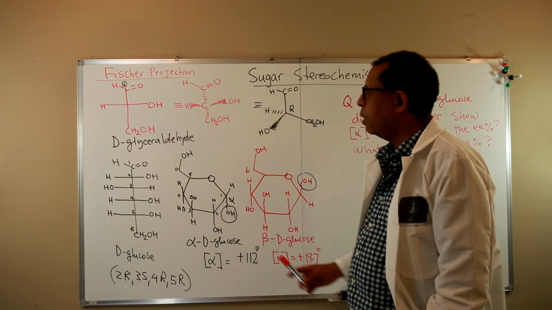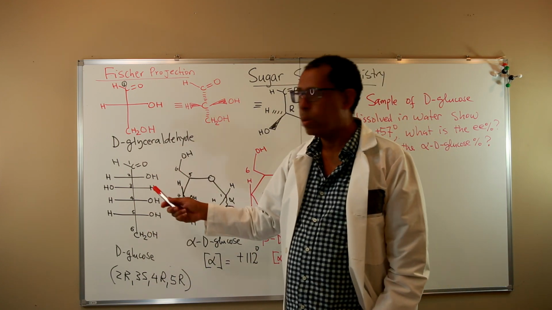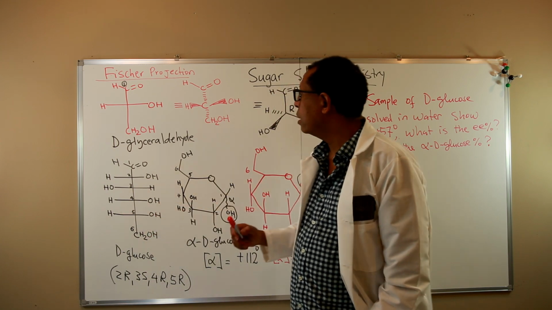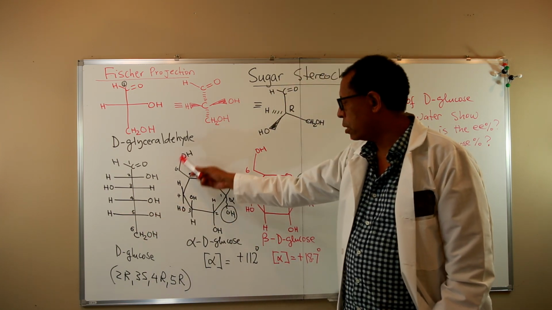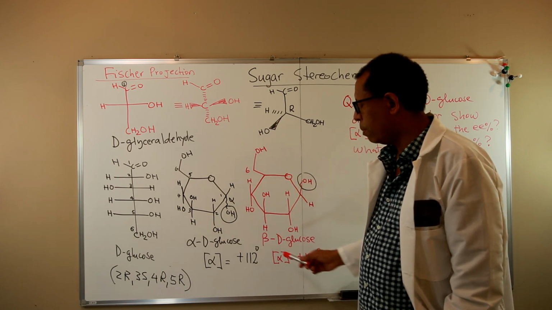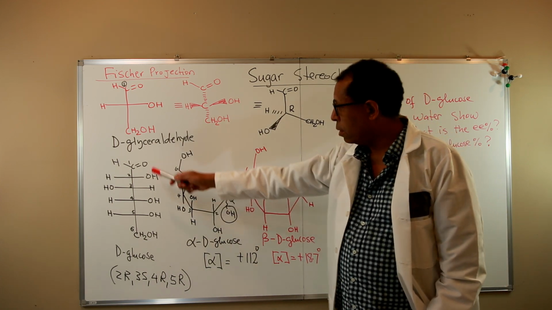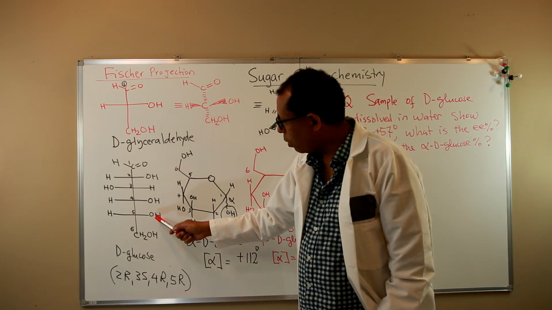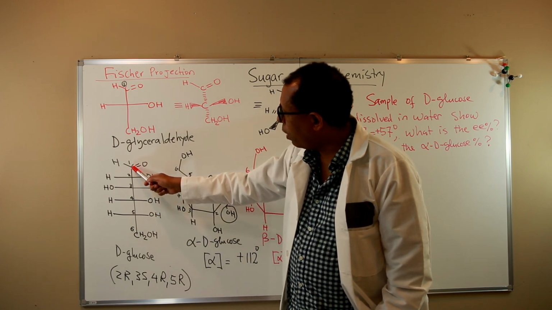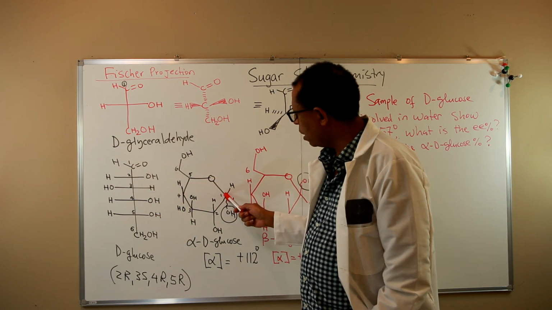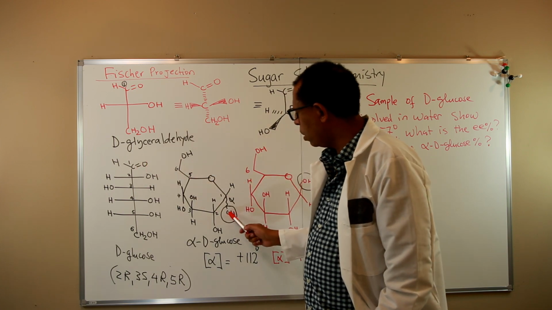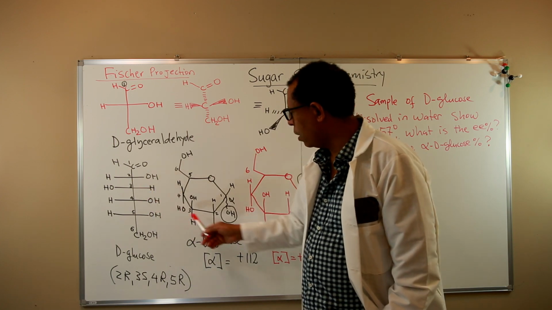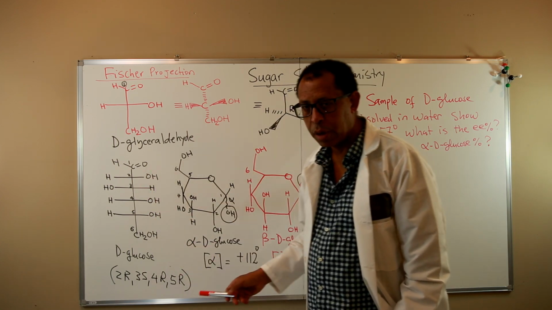Even though we present sugars in a Fischer projection, a vertical line and horizontal lines, most sugars exist in a cyclic form. For example, D-glucose has two forms. This OH makes a bond with this carbon right there to form a new alcohol, which is this alcohol. But the rest of them, relative to each other, remain in the same configuration.